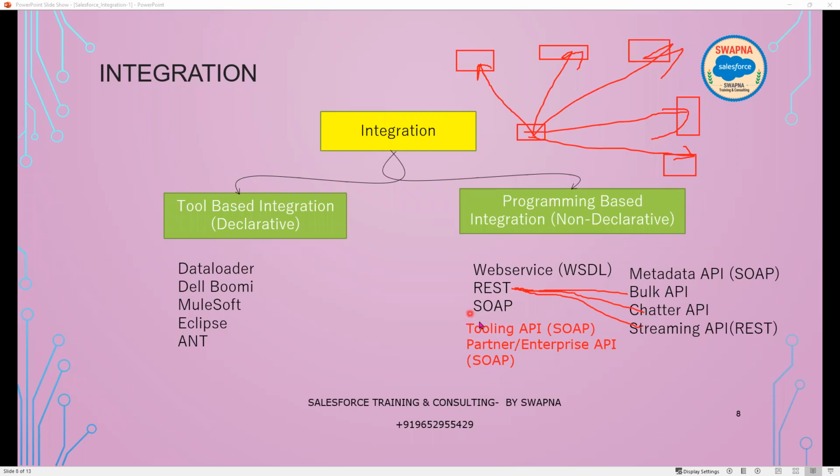Now, when you are implementing SOAP, mostly we will go with the metadata API, which is a standard one. Or else, if you want, you can go with the tooling API, or if you want to send the details to the partner or enterprise, then you will go with the partner and enterprise API, which is nothing but SOAP.